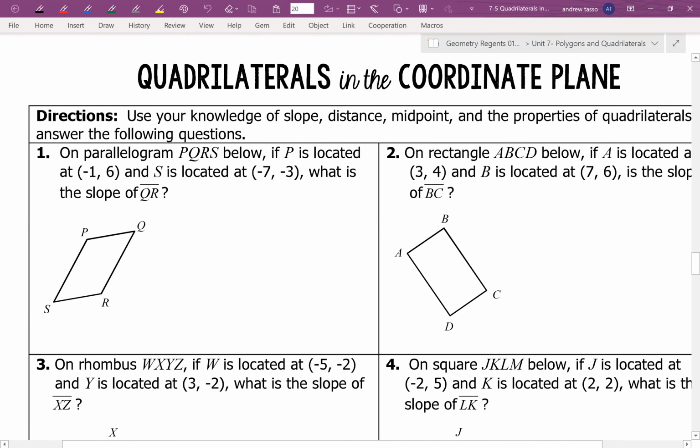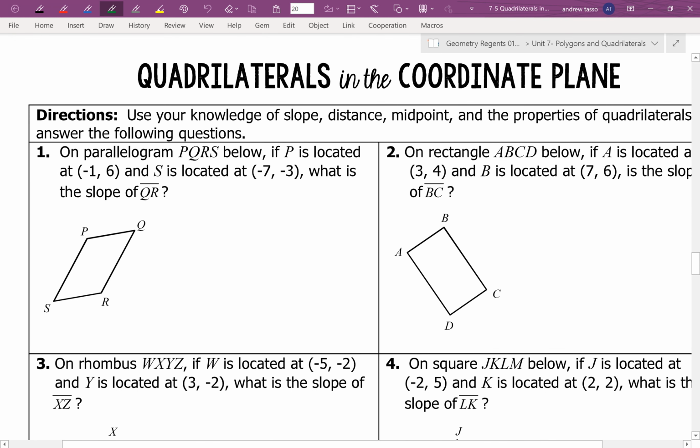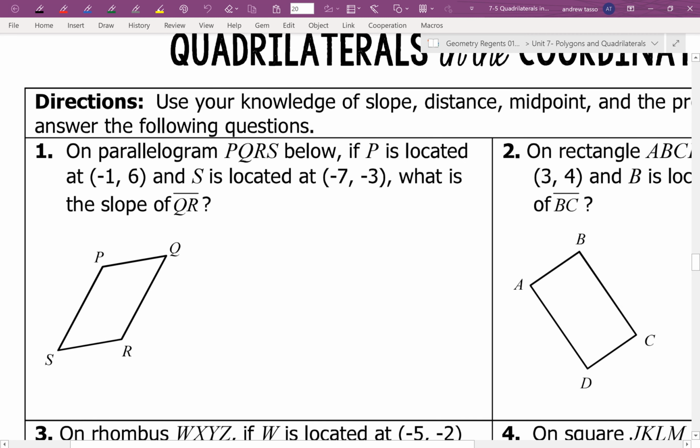Okay, so let's look at these problems, quadrilaterals in the coordinate plane. First up, on parallelogram PQRS below, if P is located at (-1, 6) and S is located at (-7, -3), what is the slope of QR?